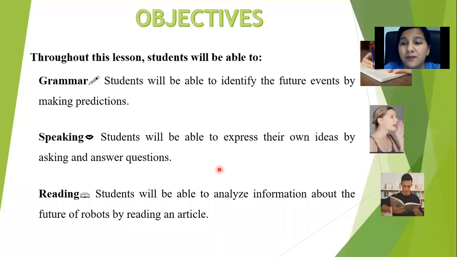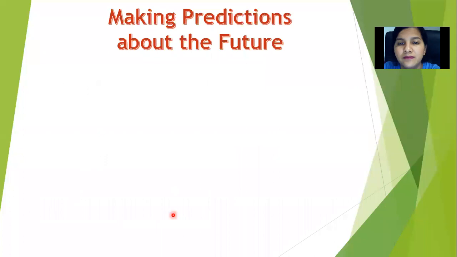Now, the objectives. Today, you will be able to identify future events by making predictions. Pay attention. Identify future events, things that happen in the future. You will be able to express your own ideas by asking and answering questions. And finally, you will be able to analyze information about the future of robots by reading an article. This article is with the future structure, okay? We'll continue making predictions about the future.